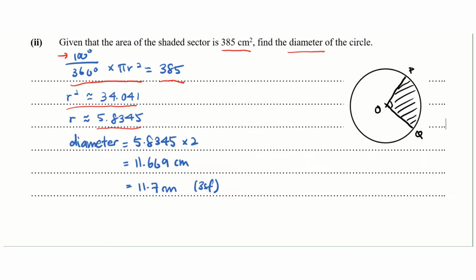Take note that we are trying to find the diameter, and 5.8345 is only the radius. So therefore, we need to multiply by 2 in order to get our answer to be 11.7 cm when rounded to 3 significant figures.